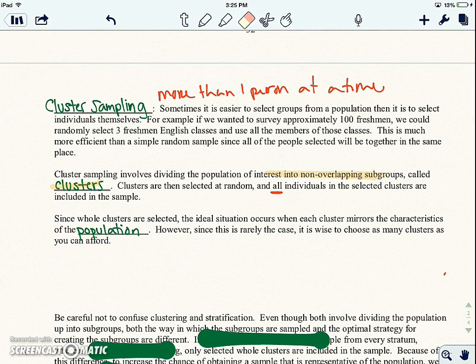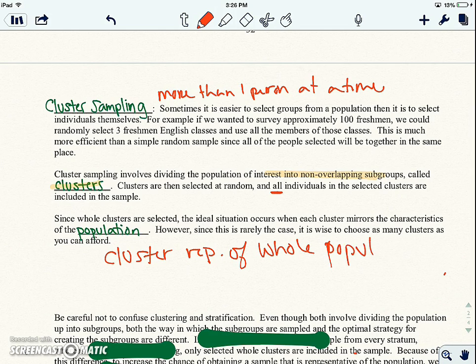Since whole clusters are selected, the ideal situation occurs when each cluster mirrors the characteristics of the population. So a cluster needs to be representative of the whole population. It needs to be mixed. Just like the Boston cream pie, it was a little bit of everything in the pie. However, since this is rarely the case, it is wise to choose as many clusters as you can afford.